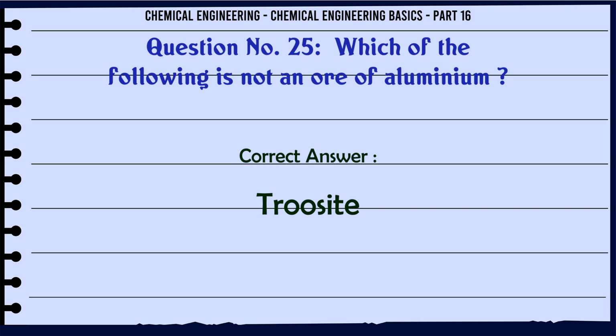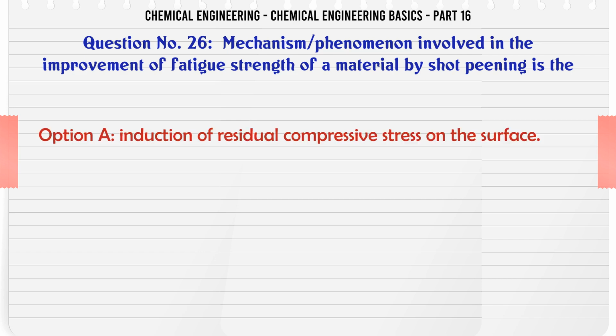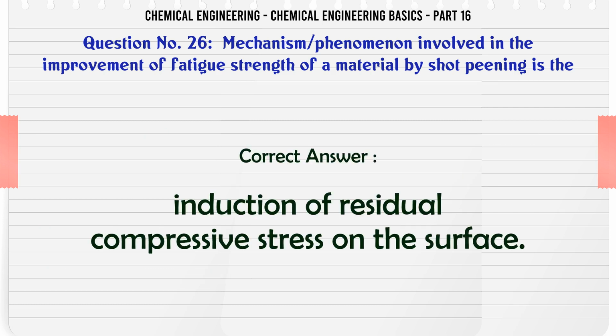The correct answer is trusite. Mechanism phenomenon involved in the improvement of fatigue strength of a material by shot peening is the A, induction of residual compressive stress on the surface, B, removal of stress concentration from the surface, C, grain refinement, D, surface polishing. The correct answer is induction of residual compressive stress on the surface.